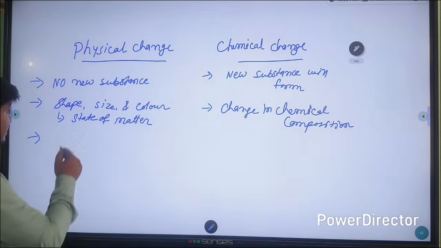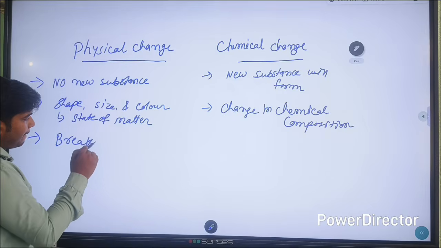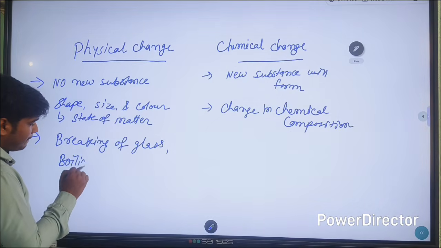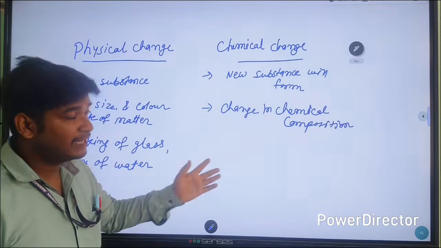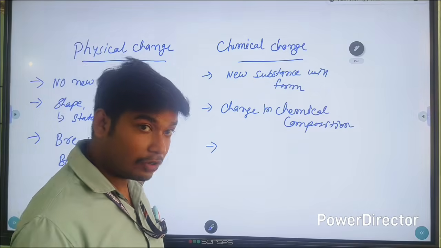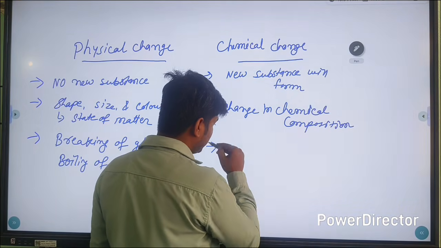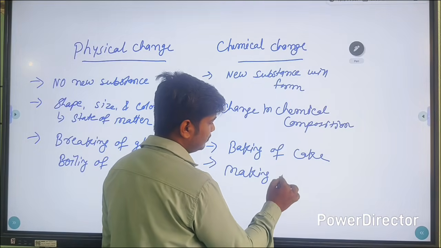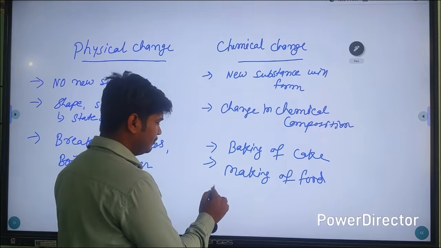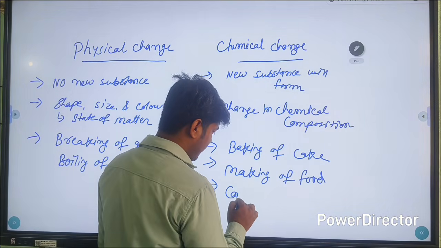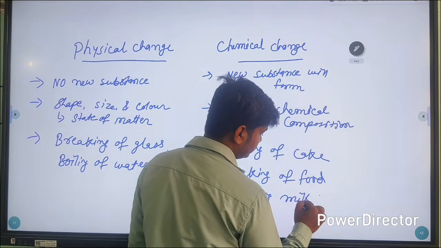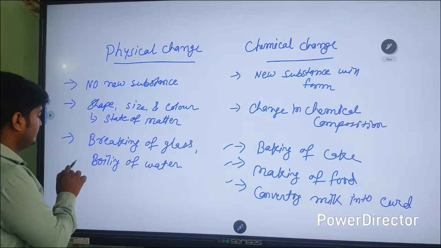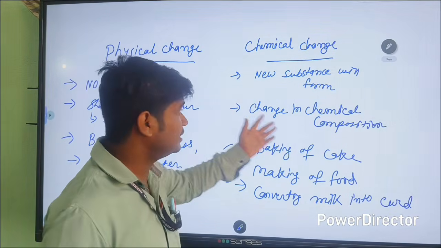Let's see with example. Examples of physical change: breaking of glass, boiling of water. But in chemical change, we can see changes which cannot be undone or reversed, like baking of cake, making of food. One more example we can take: converting milk into curd. So these are the examples of chemical change and these are the examples of physical change, and this is also the basic difference between physical change and chemical change.